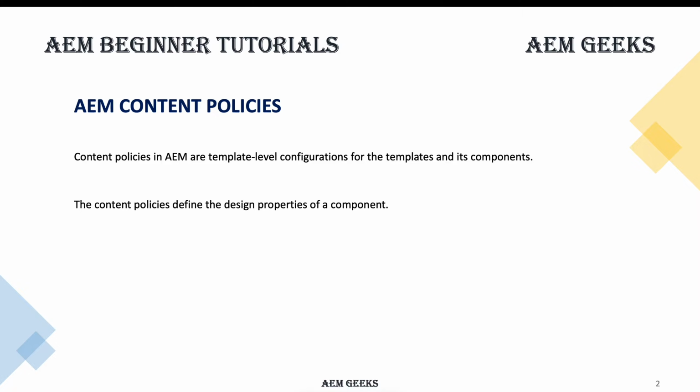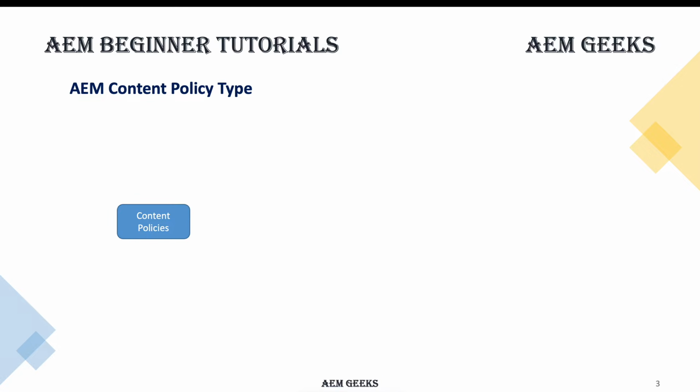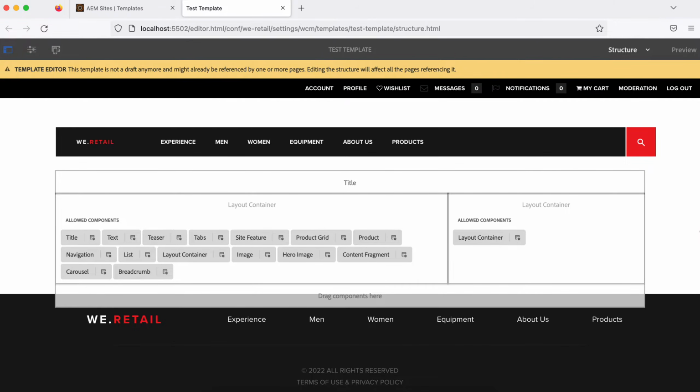There are two kinds of policies you can have, as I said earlier: page level policies and component policies. For the demo, this is the template we created throughout this series. In the last tutorial, the template related tutorial, I created this test template. The first thing you must remember is that these policies are defined in structure mode, not in initial content mode.